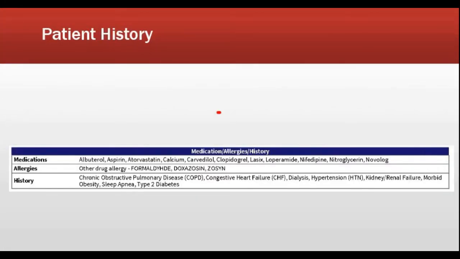Under the section of patient history, we have a pretty good list of medications going. I am fascinated by how they figured out this guy is allergic to formaldehyde, but it might be a little bit early to consider that for this patient. And then under the overall patient history, my goodness, look at all the comorbidities, right? We have COPD, we have CHF, he is a dialysis renal failure patient, hypertension, obesity, and type 2 diabetes. That's just about checking every box on the comorbidities list.